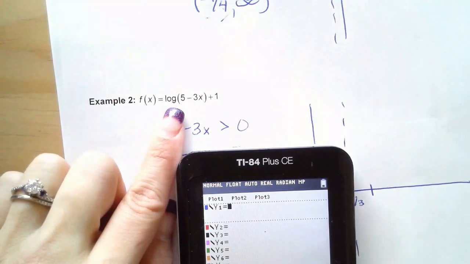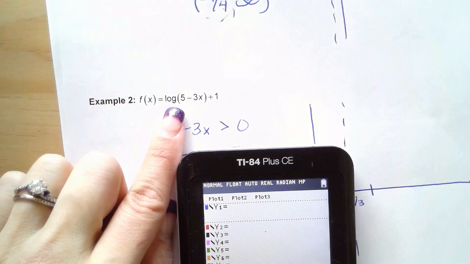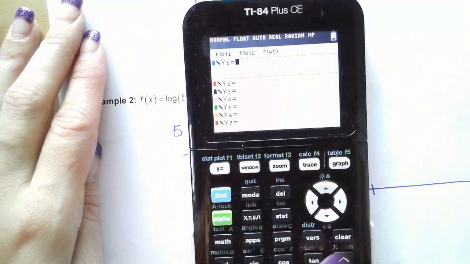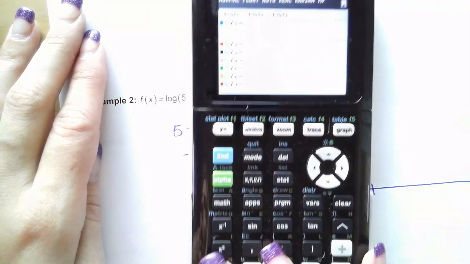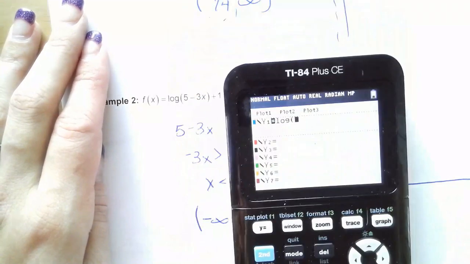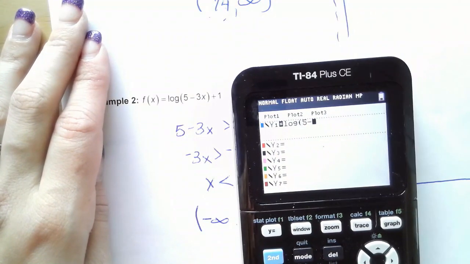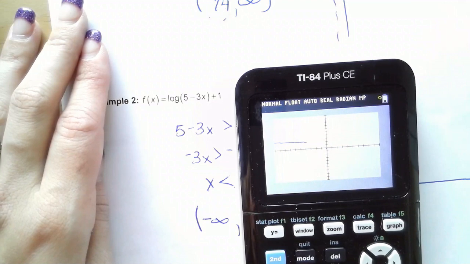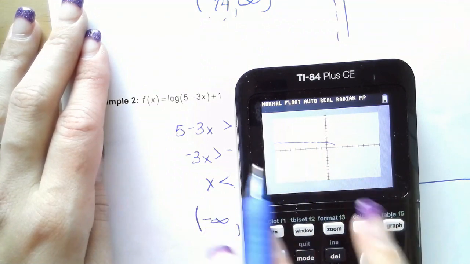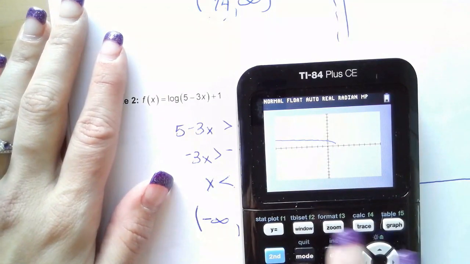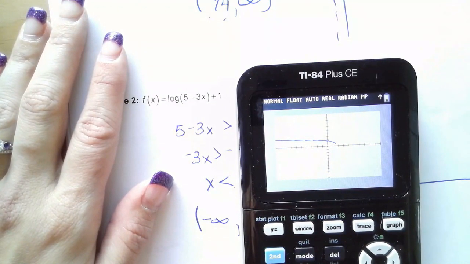Now there's no base, so who remembers what that base actually is? It is 10. But we know that our calculator just gives us a log on here, so log, and then I can fill that out. 5 minus 3x parenthesis plus 1. Let's graph. And look, it's on the other side, which is what we predicted. But let's get some points in there to make sure we have them correct.